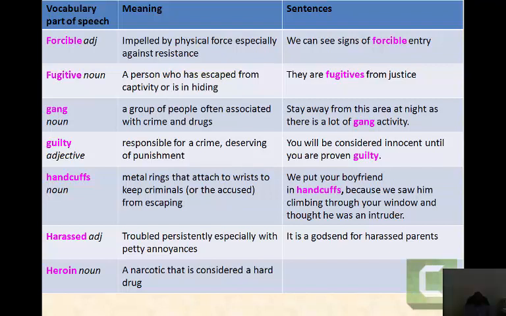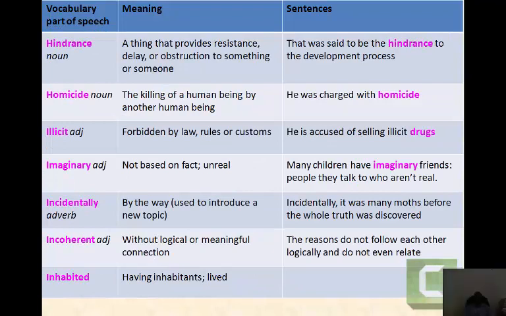Heroin. This is simply a narcotic that is considered a hard drug. Hindrance, noun. This is a thing that provides resistance, delay, or obstruction to something or someone. Example, that was said to be the hindrance to the development process. Homicide, noun. This means the killing of a human being by another human being. Example, he was charged with homicide.